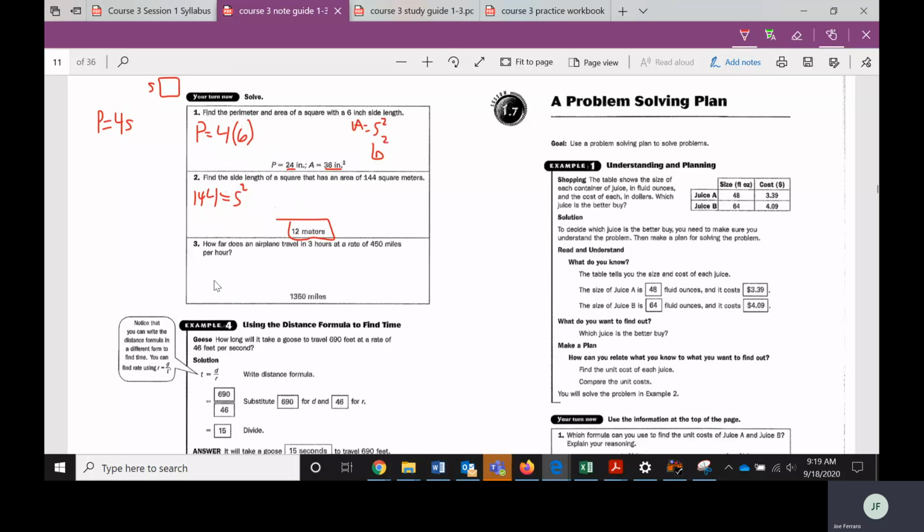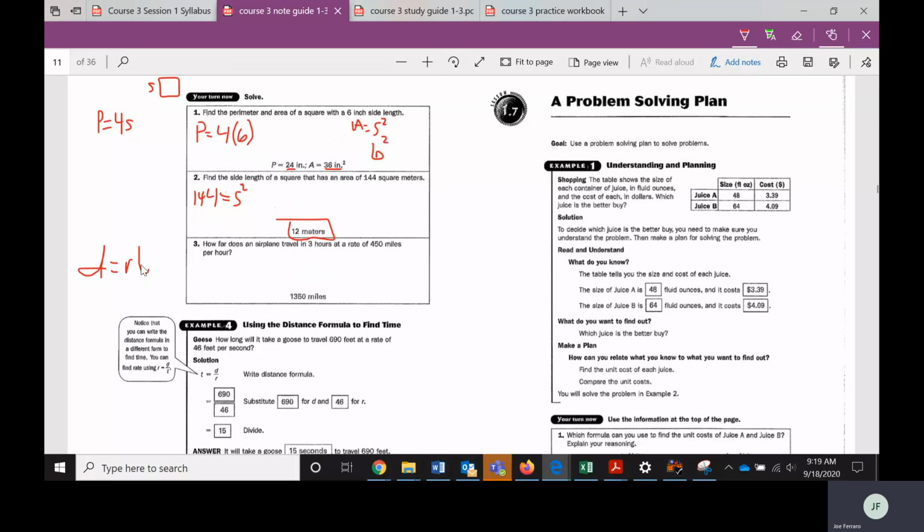Number 3, how far does an airplane travel in 3 hours at a rate of 450 miles per hour? So again, whoa, I can't wait to get that pen instead of using the mouse.